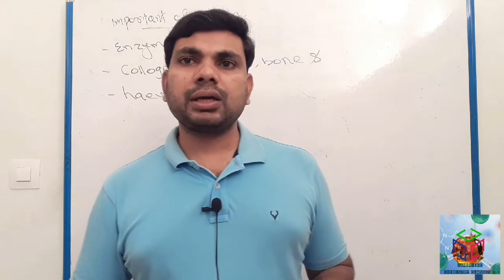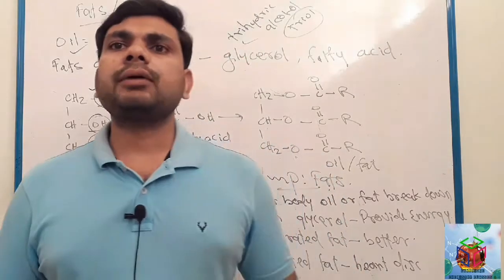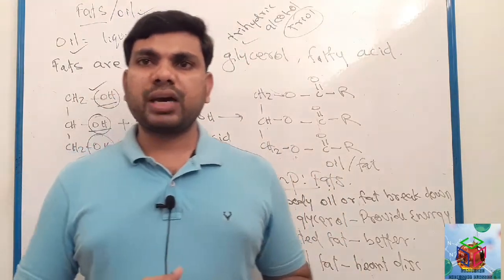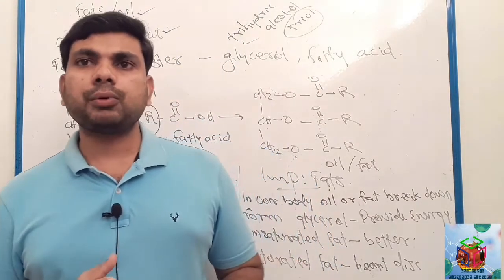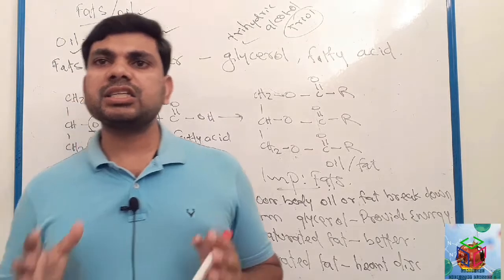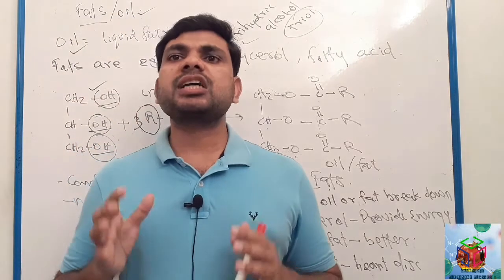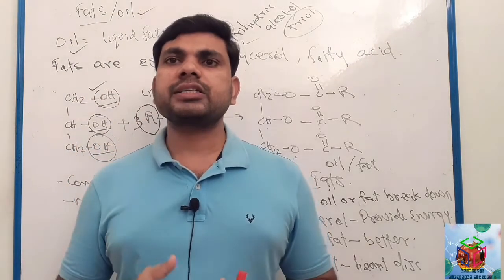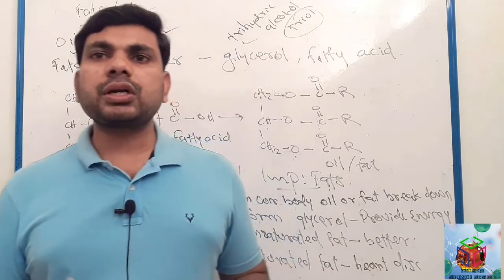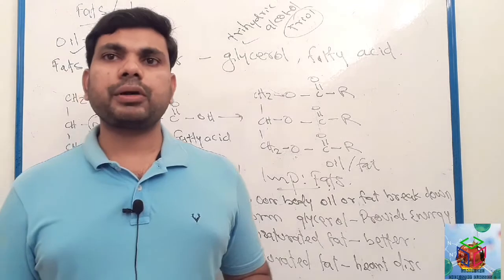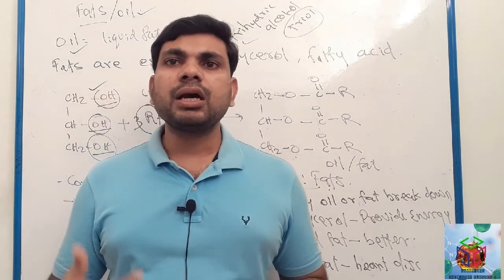Okay, next one we have to discuss here is oil or fat. Oil or fat is an example of a natural polymer. It is a condensation polymer. During formation of oil or fat, a water molecule is formed as a side product, and it is an example of a condensation polymer.